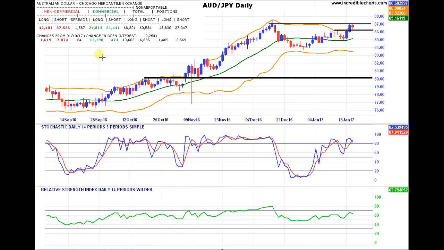So the cross 3 to 1 with the commercials favouring the yen over the AUD. Now, if we go to the chart, we can see this poke above 87 to 87.52. We can't see going further back. We've done that already on the monthly chart. We've already said 88, the round number. If we close above that level, that would negate our bearish stance.